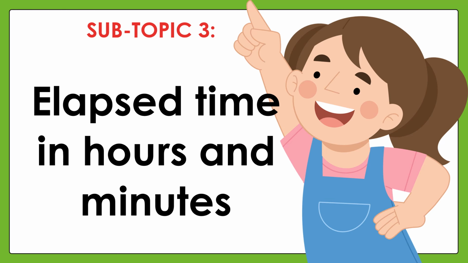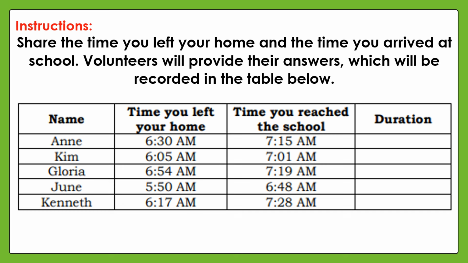Subtopic number 3, elapsed time in hours and minutes. Instructions: share the time you left your home and the time you arrived at school. Volunteers will provide their answers, which will be recorded in the table below. So let's see the table. Name in the first column, time you left your home in the second column, time you reached the school in the third column, and the duration on the last column.